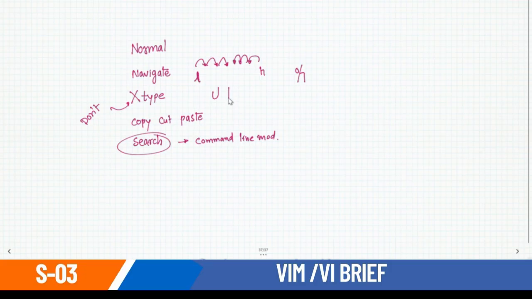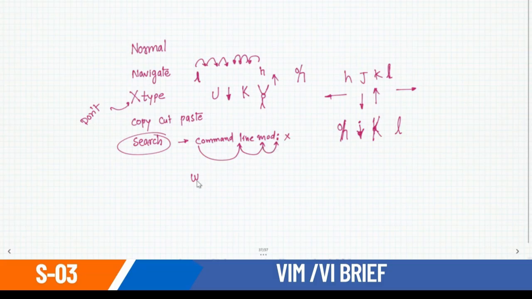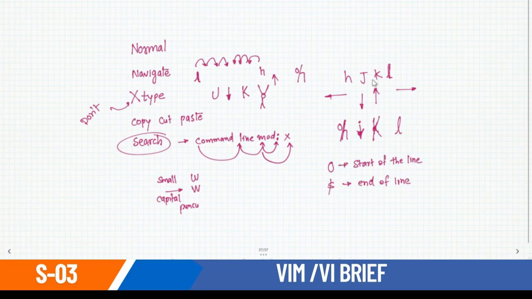So J, you can go down, K up. You can visualize it if you want. Now W moves word by word from here, because it is a small w. Capital W is different: it ignores punctuation. If you press zero, it's the start of the line. If you press dollar, it's the end. There are many more, but we can't complete them in 10 minutes. So just jump to the next.